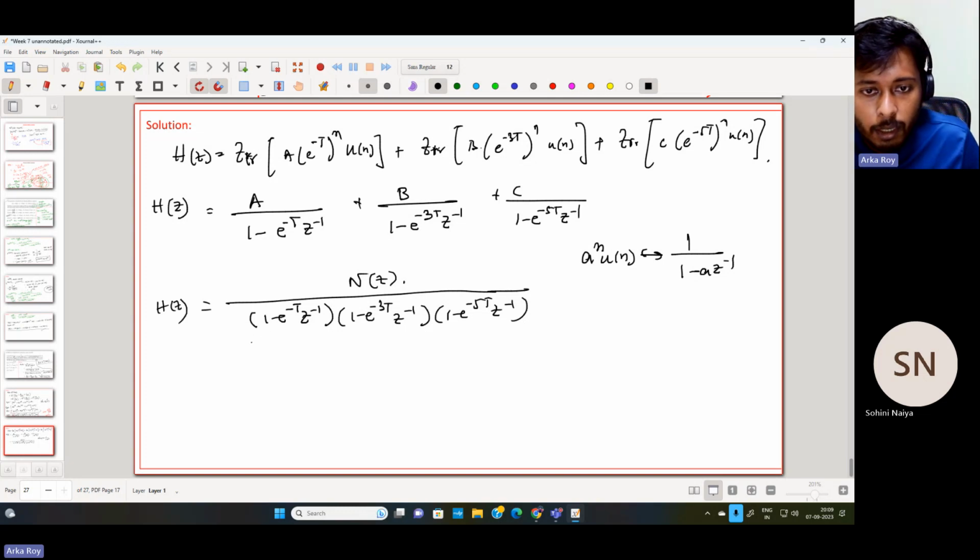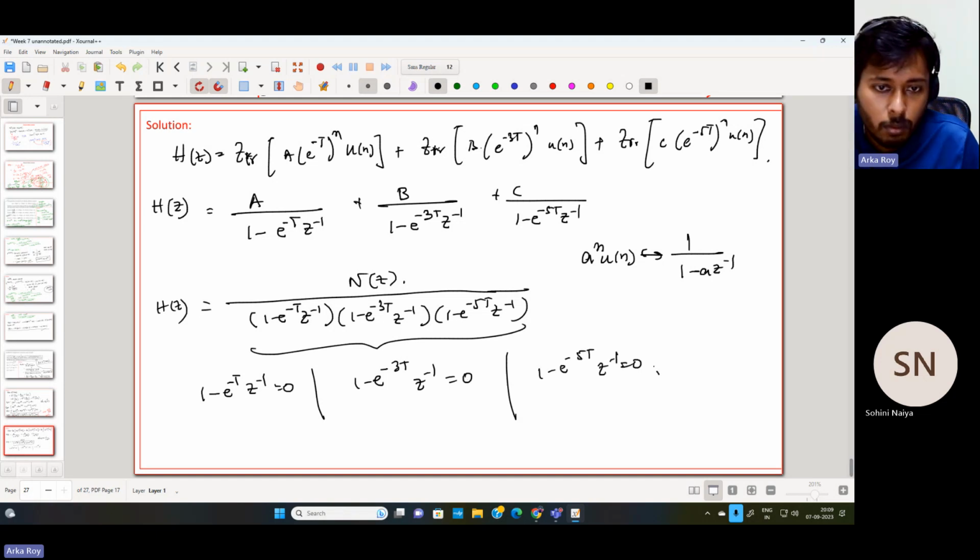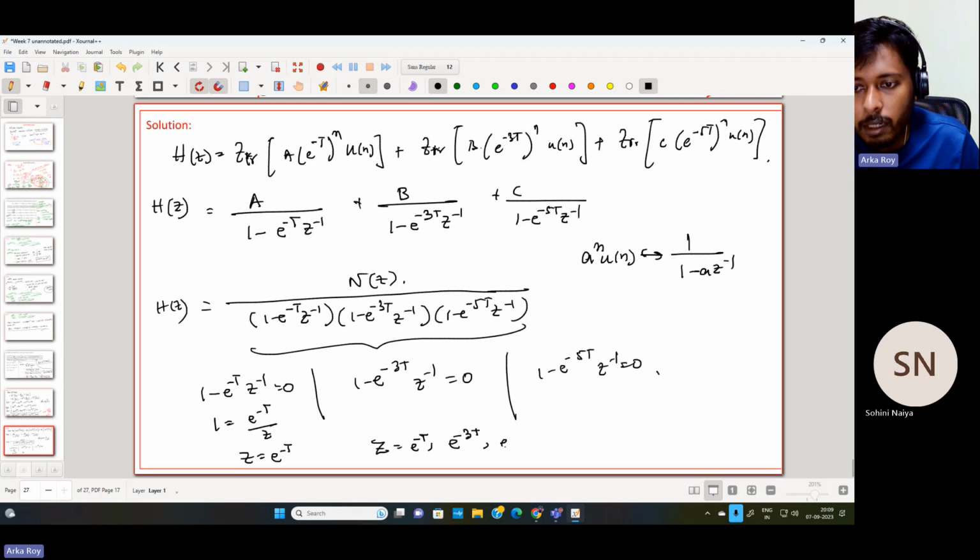So if I make the denominator equal to 0, individually: 1 minus e^(-t) z^-1 equals 0, 1 minus e^(-3t) z^-1 equals 0, and 1 minus e^(-5t) z^-1 equals 0. This will give me 1 equals e^(-t)/z, so z equals e^(-t). Therefore z equals e^(-t), e^(-3t), and e^(-5t). So these are all the pole locations of the equivalent IIR filter.